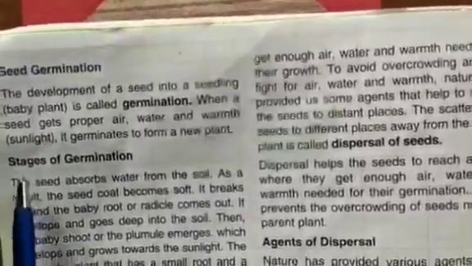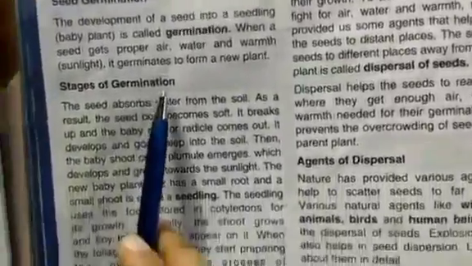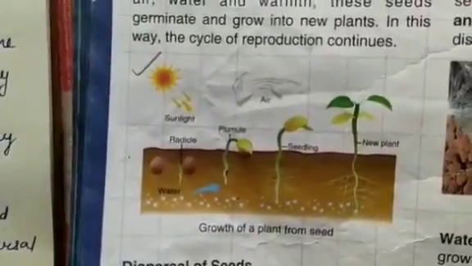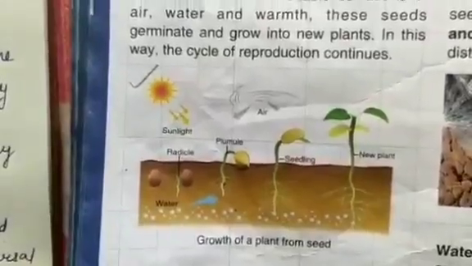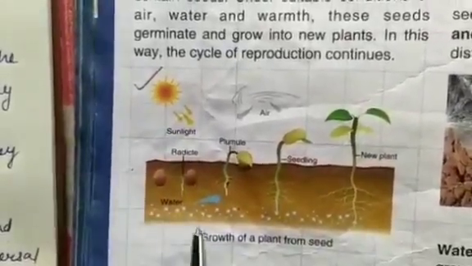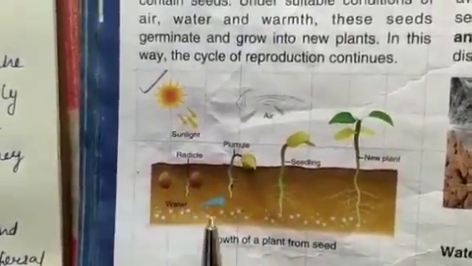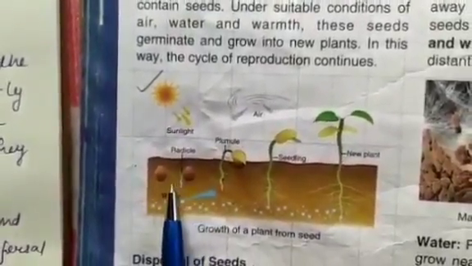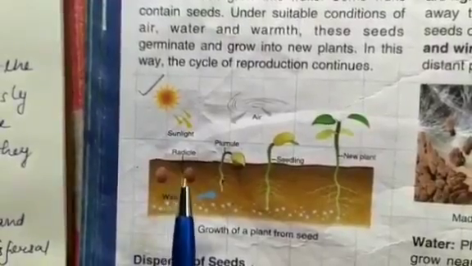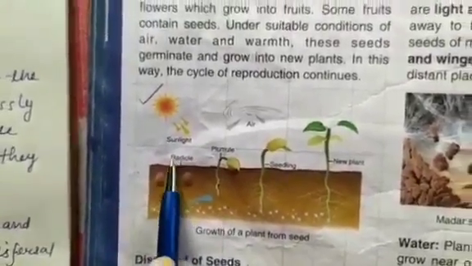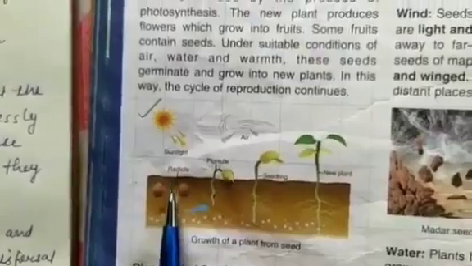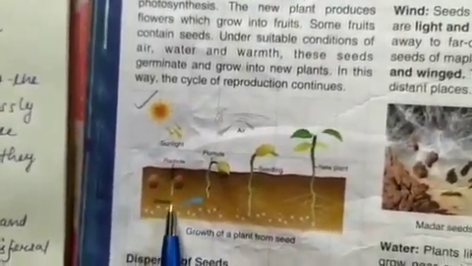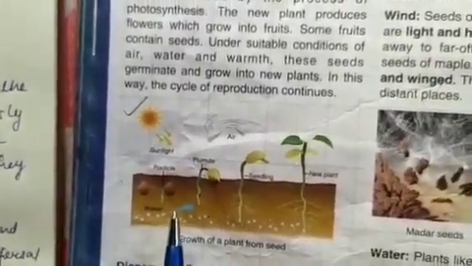Now the second topic is stages of germination. When all the conditions are favorable, the seed absorbs water from the soil. As a result, the seed coat becomes soft and breaks up, and the baby root or radicle comes out. See in the diagram, the radicle comes out. Radicle means the root.